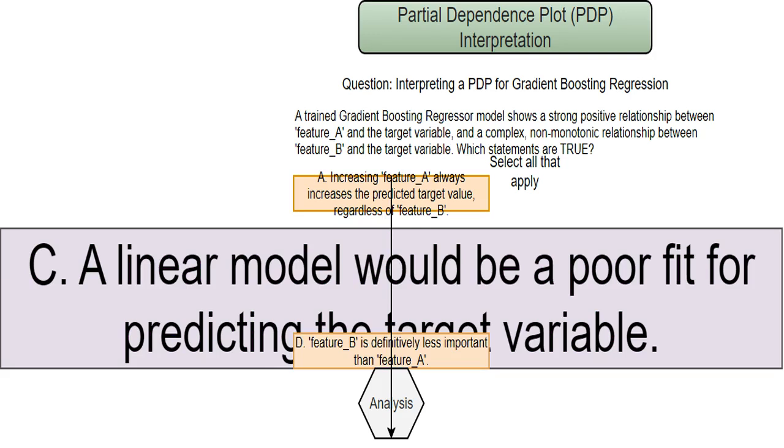This is likely true. The non-monotonic relationship shown in the PDP for feature B clearly indicates a nonlinear relationship. A linear model would not be appropriate here because it assumes linear relationships between features and the target variable. The model would fail to capture the complexity observed in the data.